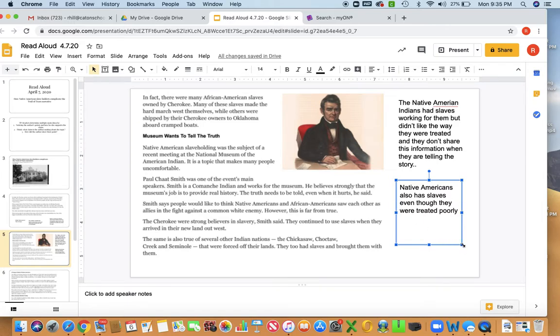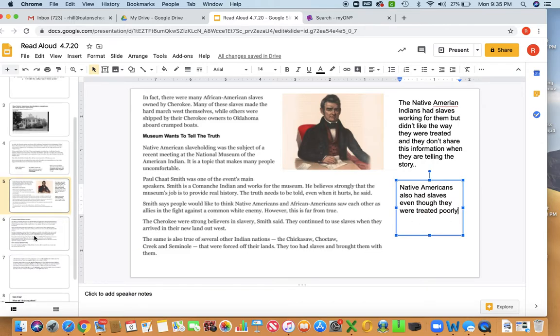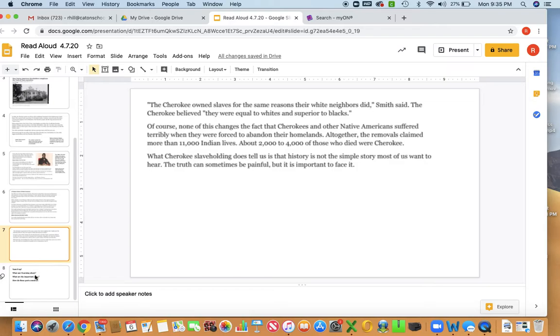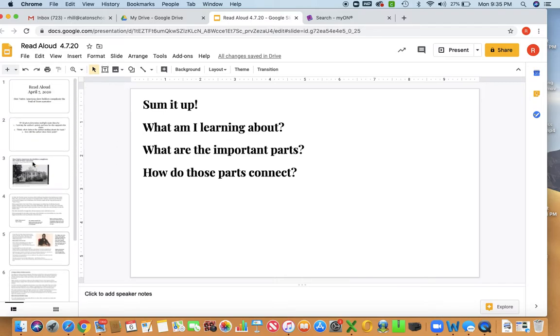So the Native Americans also had slaves, even though they were treated poorly. This is like a new idea that was kind of interesting, a different perspective. So I want you to finish reading the rest of the text on its own and then sum it up. What am I learning about? What are the important parts? And how do these parts connect? Think about that and think about maybe your perspective on Trail of Tears has changed a little bit because the Trail of Tears is such a big part of the westward expansion, right?